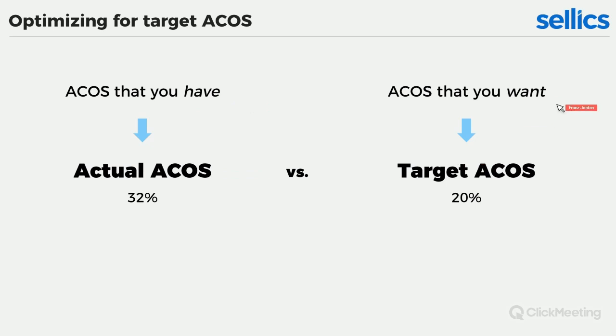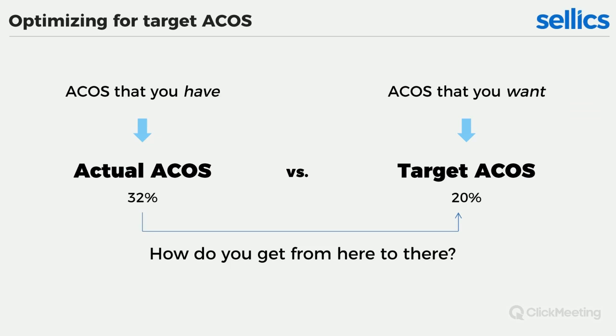And now the key question is, how do you get from this ACOS, from the 32% down to 20%, right? How do you get from your actual ACOS that might be a bit too high to your target ACOS that you're really aiming for and you want to have? That's going to be the key question throughout the presentation, because that's essentially the strategy of optimizing for a certain target ACOS. So how do you get from a higher ACOS of 32%, or in general just a higher current ACOS, down to a certain target ACOS that you're aiming for?